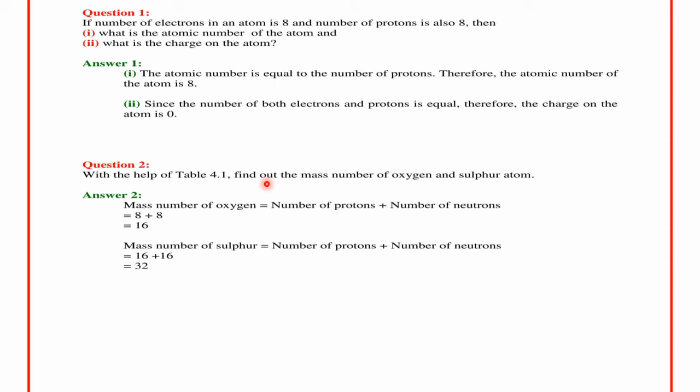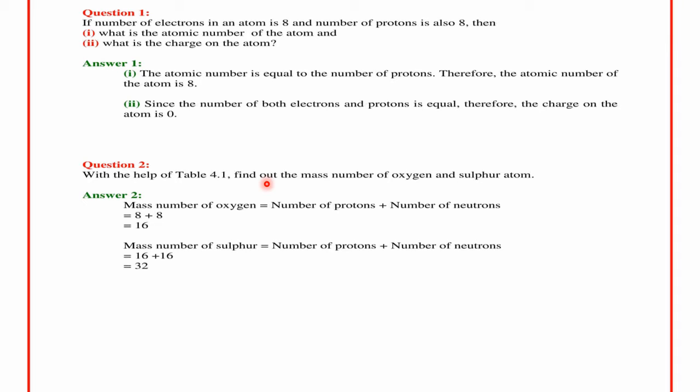What is mass number? Mass number is the number of protons plus the number of neutrons, and both are in the nucleus. Therefore, mass number means the mass of the atom, the mass of its nucleus. Because protons and neutrons are present in the nucleus, as I told in my previous session, they are also called nucleons. That means mass number is the mass of nucleons, or the number of nucleons.